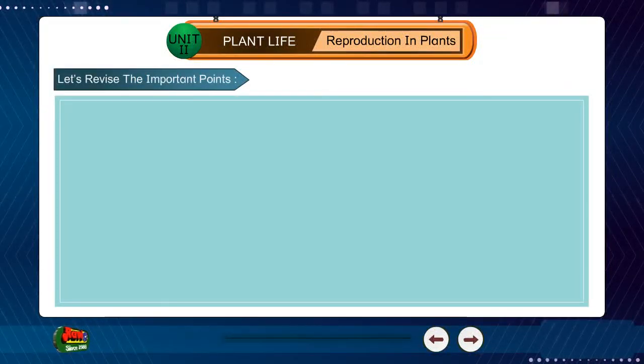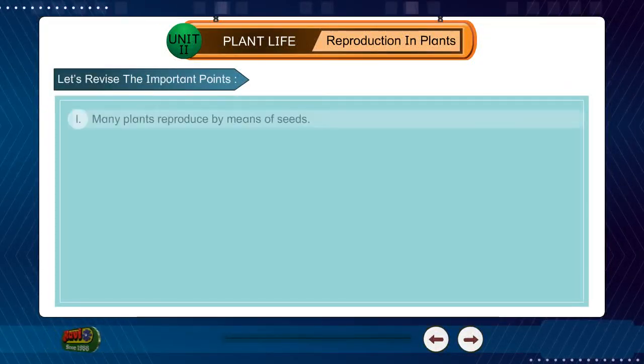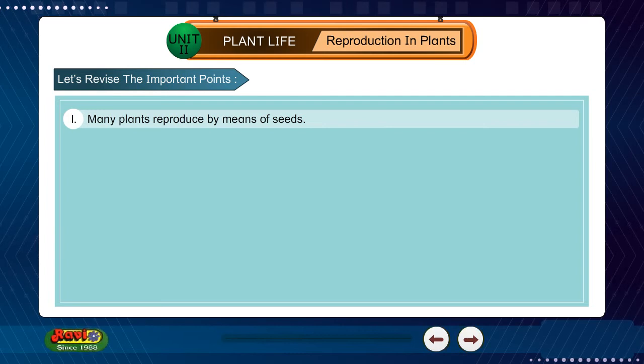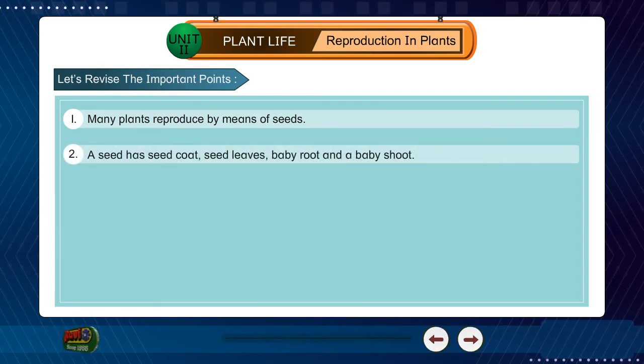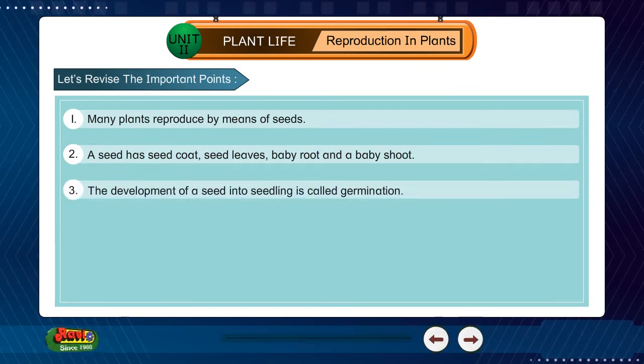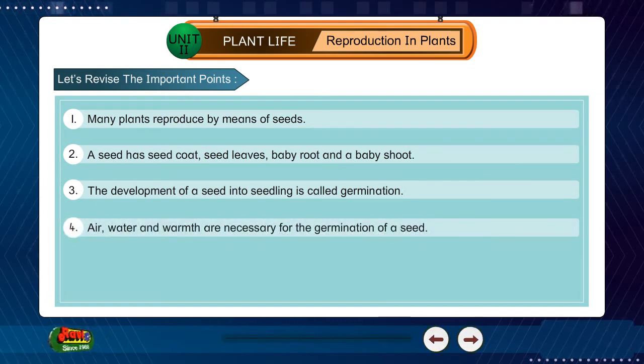Let's revise the important points. 1. Many plants reproduce by means of seeds. 2. A seed has seed coat, seed leaves, baby root and a baby shoot. 3. The development of a seed into seedling is called germination. 4. Air, water and warmth are necessary for the germination of a seed.